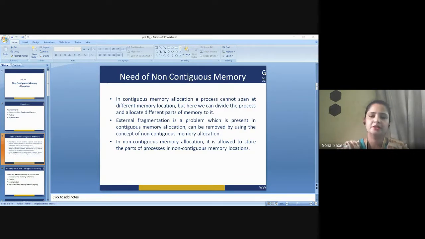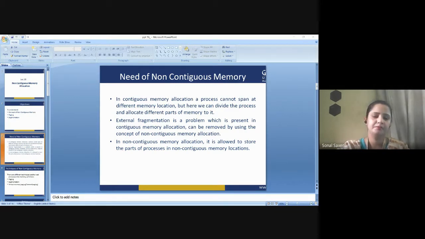In non-contiguous allocation, if you are expecting that your process will get a consecutive space, that won't be possible. Maybe sometimes it can happen if the memory is available, but it is not always the case. Your process will be divided and stored as parts in different memory locations. So this is one point why non-contiguous memory is used.